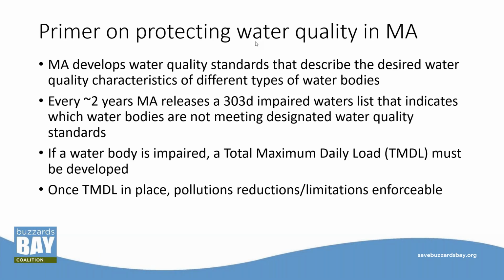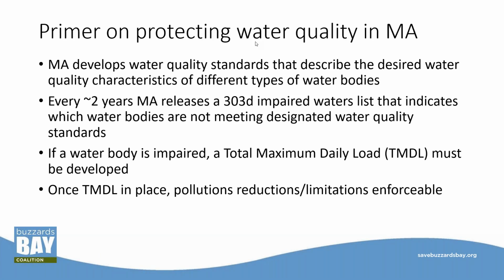If a water body is classified as impaired, the state is required to develop a total maximum daily load. Once a total maximum daily load is in place, that's when pollution reductions and limitations are actually enforceable. And really that's where the rubber hits the road, shall we say.